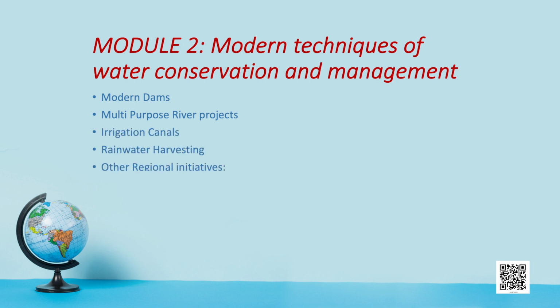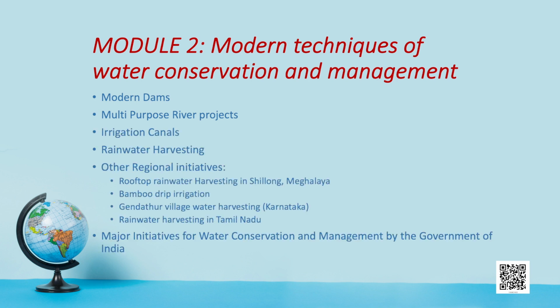rainwater harvesting, some other regional initiatives which include rooftop rainwater harvesting in Shillong, bamboo drip irrigation system of Meghalaya, rainwater harvesting system in Gendathur village and rainwater harvesting in Tamil Nadu. In the end, we will talk about some major initiatives for water conservation and management by the Government of India. Let's start with modern techniques of water conservation and management.